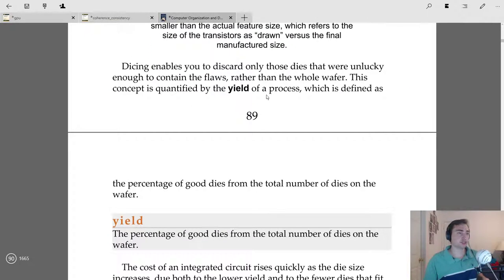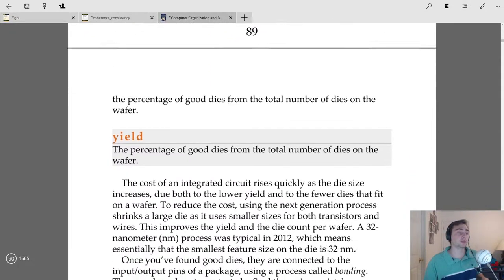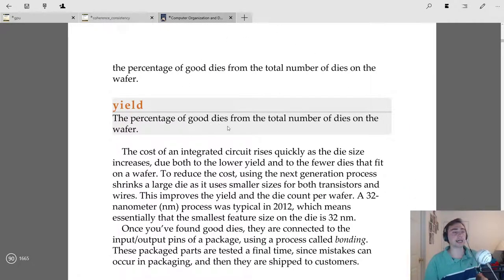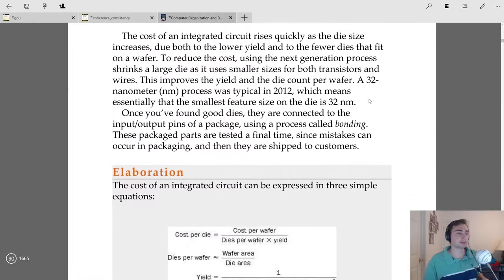All right. So when we're talking about how many chips we're getting out of each of these wafers, we're quantifying this as the yield, right? So what is our yield? It's a percentage of good dies out of the total number of dies on a wafer. And so this is one of the cases where bigger is better.